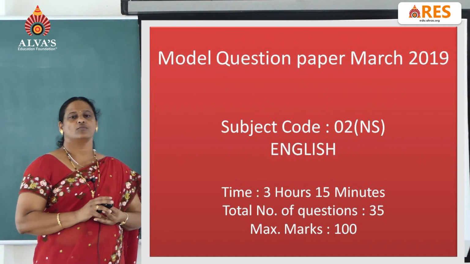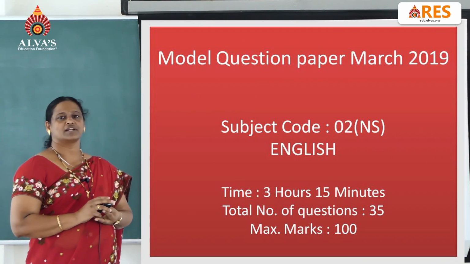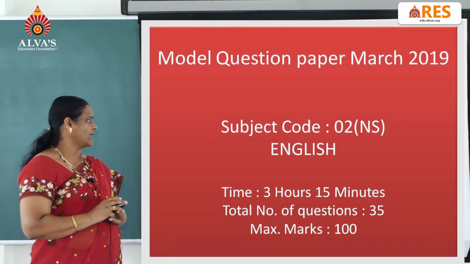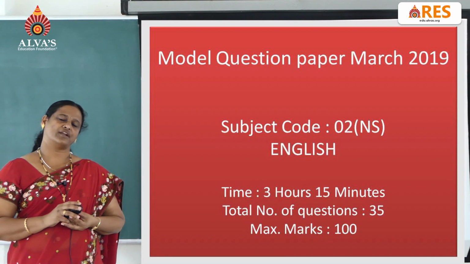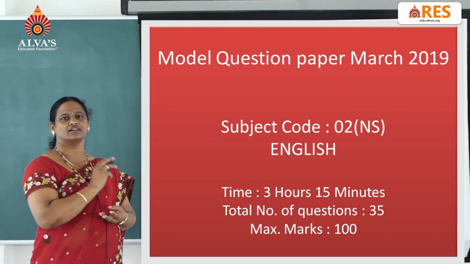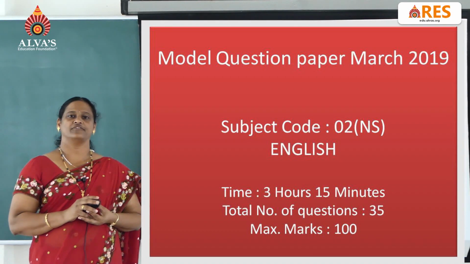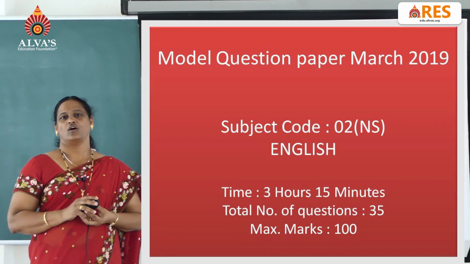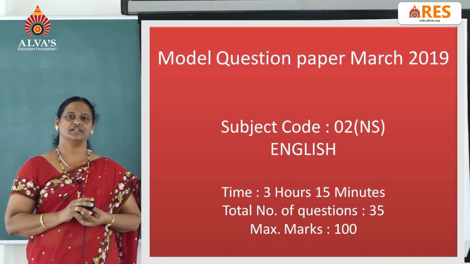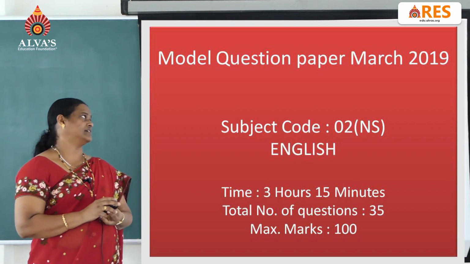Then we'll move on to the model question paper, and here our English subject code is 02 and the total time allotted is 3 hours and 15 minutes. 15 minutes for reading the question paper and 3 hours to answer. Then total number of questions are 35. And as soon as you get the question paper, you have to check whether all 35 questions are printed in the question paper. Then total marks 100.